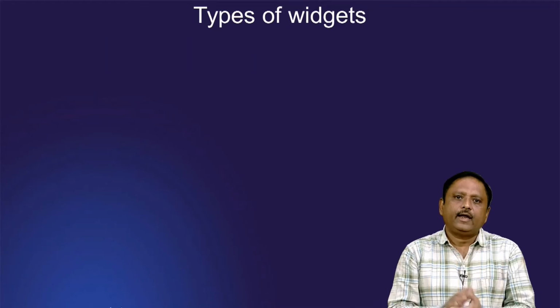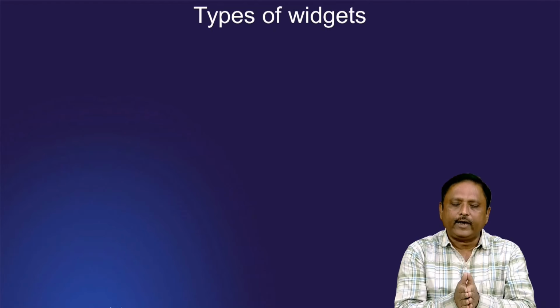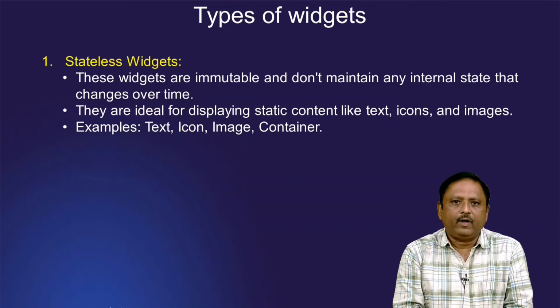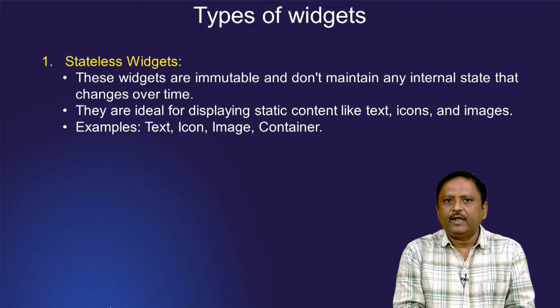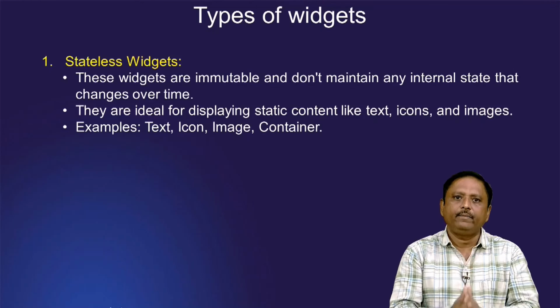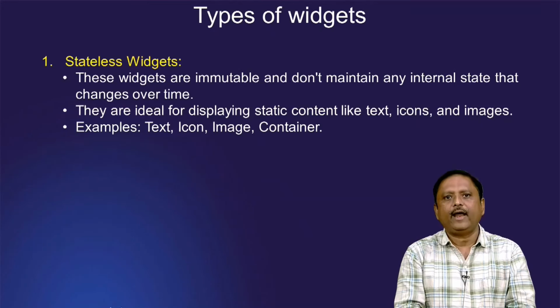Now let us explore different types of widgets. Flutter widgets fall into two categories. One is called a stateless widget. These widgets are immutable and don't maintain any internal state that changes over time. They are ideal for displaying static content like text, icons and images. Examples are text, icon, image and container.